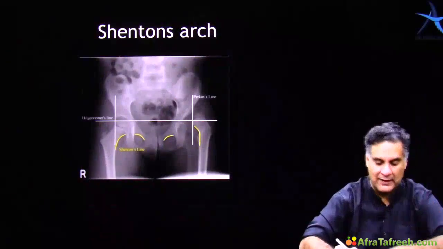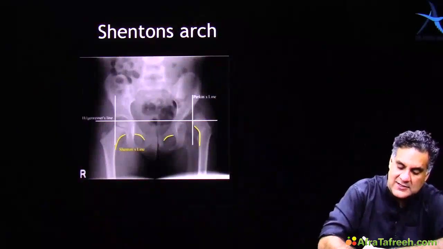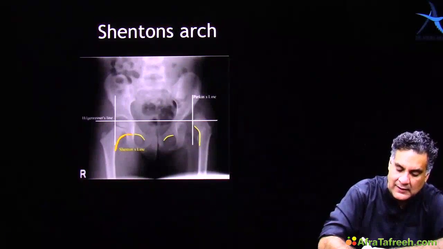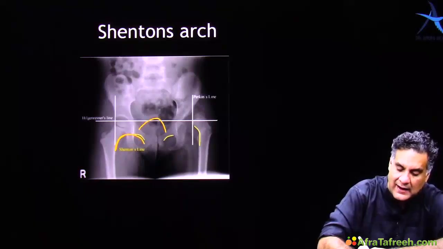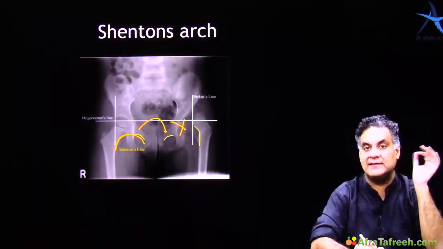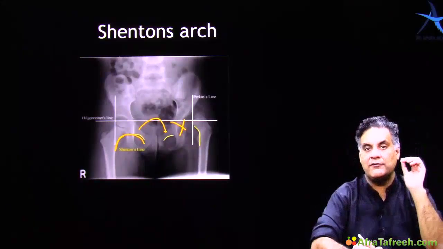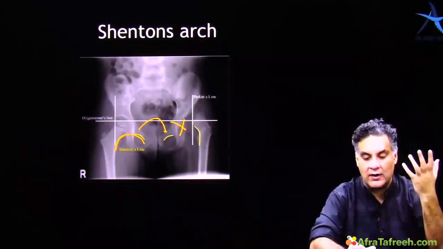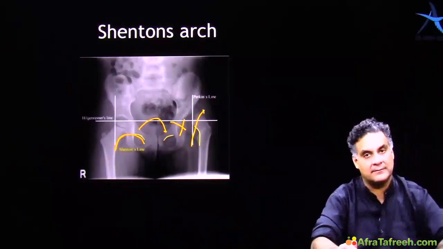And similarly in the pelvis, remember to draw the arches between the upper end of femur and the pubic rami, and this arch will be broken in cases of fractures involving the acetabulum or the head of femur, the neck of femur, or a dislocation like you can see here.